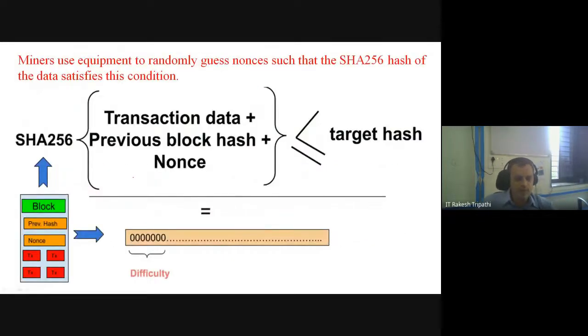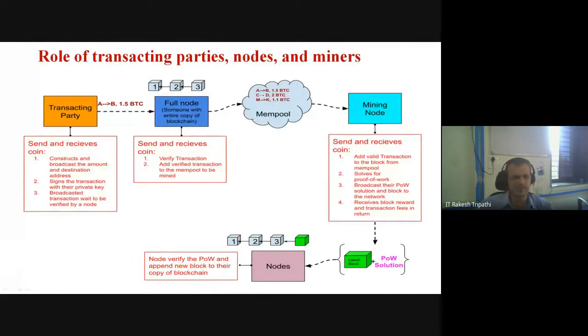So how does proof of work actually work? The scenario is this. If this is the transacting party, A to B, sending 1.5 Bitcoin. This is the full node. It has all the transactions which happened in the last 1 minute in its memory pool, and it is a mining node. What it will do is cast a block out of the blockchain.